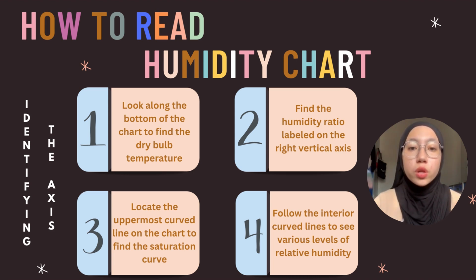Fourth, follow the interior curved lines to see various levels of relative humidity. On the chart, you will notice various lines that follow the curve of the saturation curve. This marks the relationship between temperature and pressure when the humidity is less than 100%. In most cases, each line away from the saturation curve represents a 10% decrease in saturation. Notice that as the temperature decreases, the relative humidity lines become closer together until they are nearly indistinguishable.